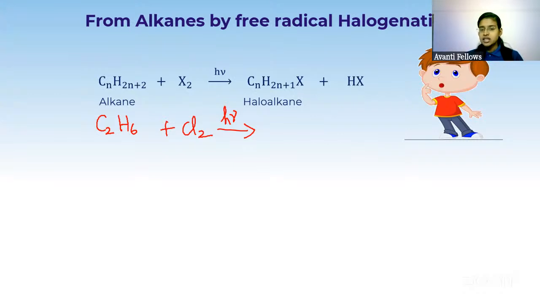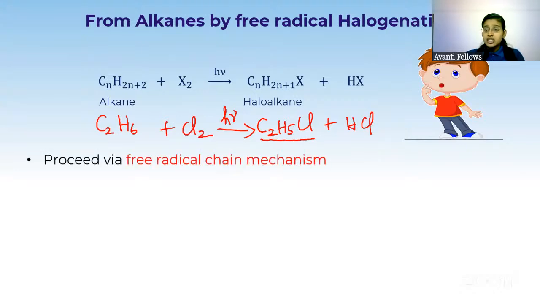So you see the formula here. N value is 2. 2 into 2 is 4. 4 plus 1 is 5. So it will be C2H5Cl plus HCl. So we are getting a haloalkane. Chloroethane I am getting from ethane. So this is proceeding through free radical chain mechanism.